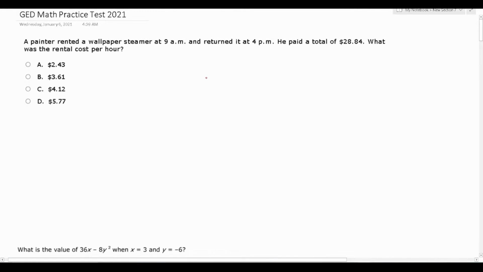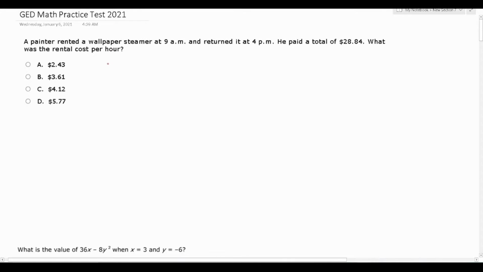All right, this first question says a painter rented a wallpaper steamer at 9 a.m. and returned it at 4 p.m. He paid a total of $28.84. What was the rental cost per hour? So in order to figure this one out, we first need to determine how many hours there are between 9 a.m. and 4 p.m. If you want to do it mentally, that's fine.